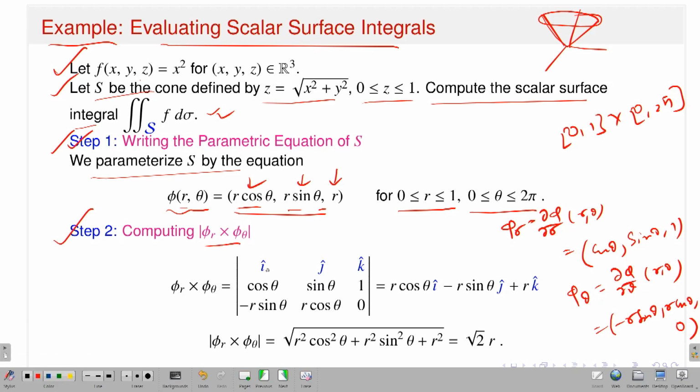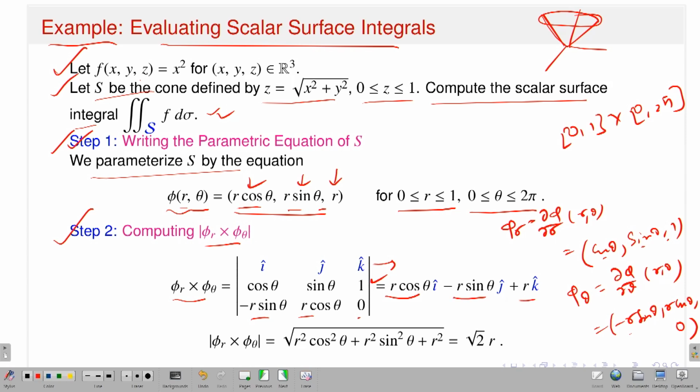Okay. Take the cross product. This is the formula: the first row is i, j, k. The first vector is cosine theta, sin theta, 1, and the third row is minus r sin theta, r cosine theta, 0. This is the determinant formula I know. So phi r cross phi theta, if you calculate it, turns out to be r cosine theta i cap minus r sin theta j cap plus r times k cap.